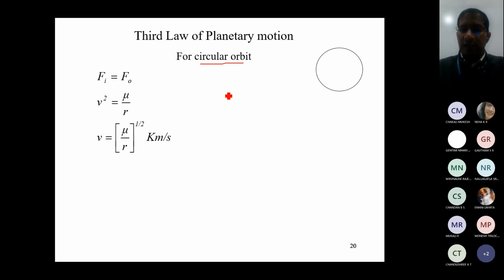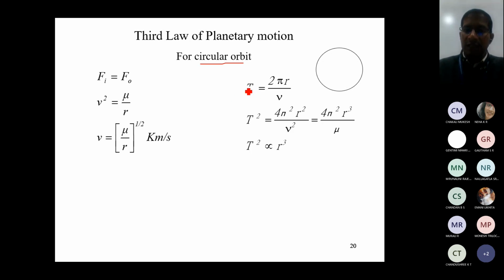So if the satellite is moving in a circular orbit, then how much time will the satellite take to make one revolution? This is your satellite, this is the orbit, and your Earth is located here at the center. One revolution means the distance covered is 2 pi r. So this distance divided by the velocity gives us the amount of time your satellite takes to make one revolution around the Earth.